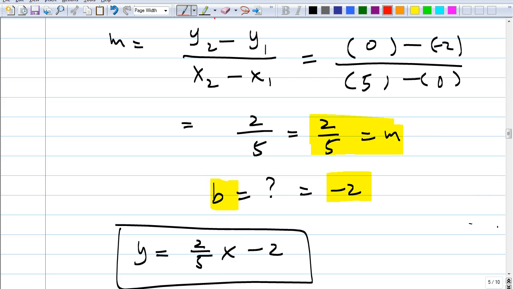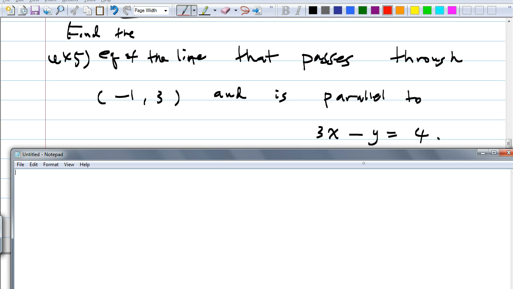But if you plugged it in, how many people plugged it in? Good. Did you get -2 as b? It doesn't matter. But this is sort of a bonus when they give you the y-intercept, right? Easy enough? Because they give it to us, you don't have to plug it in, but if you did, you still get -2. Okay, may I go on to the next example? All right, good. Take a look at example 5.